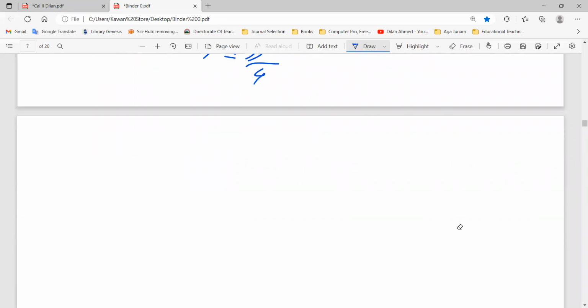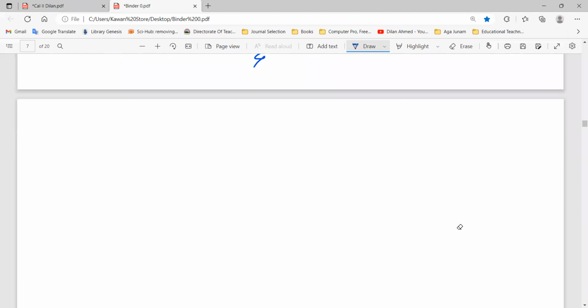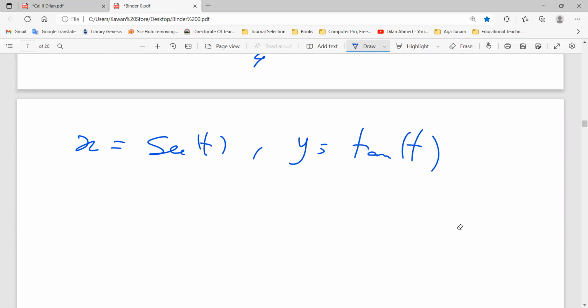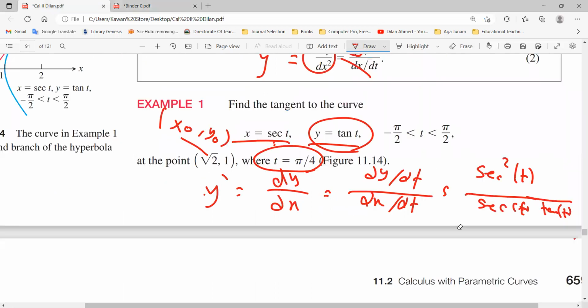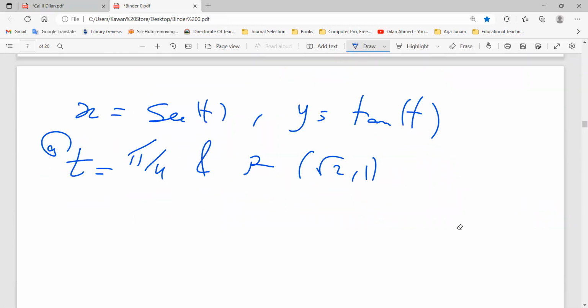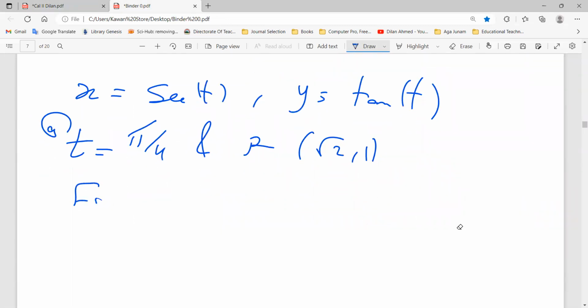So now, solving the example again, I have what? x equal to sec t and y equal to tan of t, and I have t at pi over 4. Also I have a point. Am I right? Good. So they say find what? Find the tangent. And I know for finding the tangent, I want to find these all together.